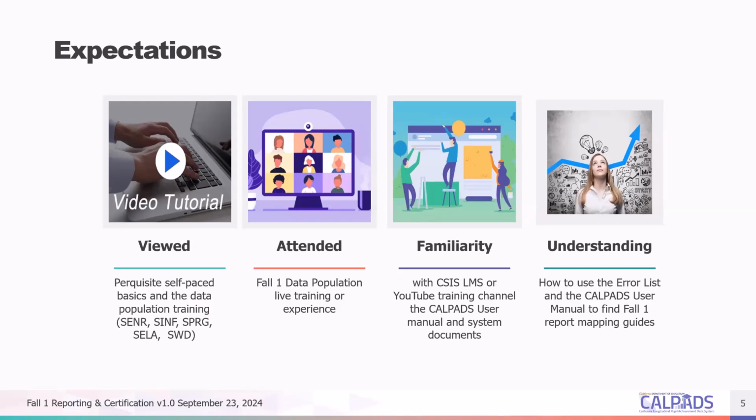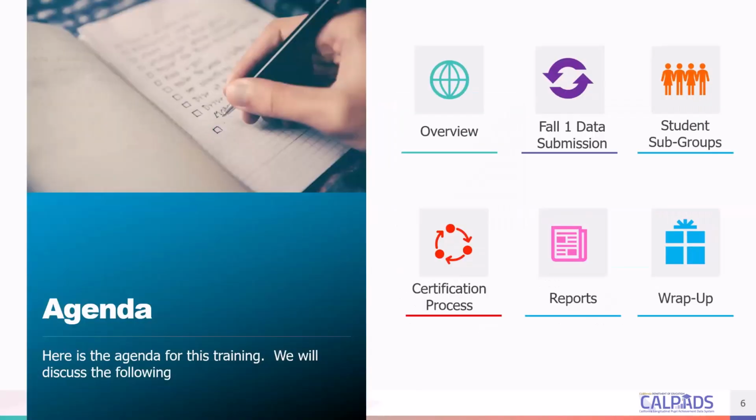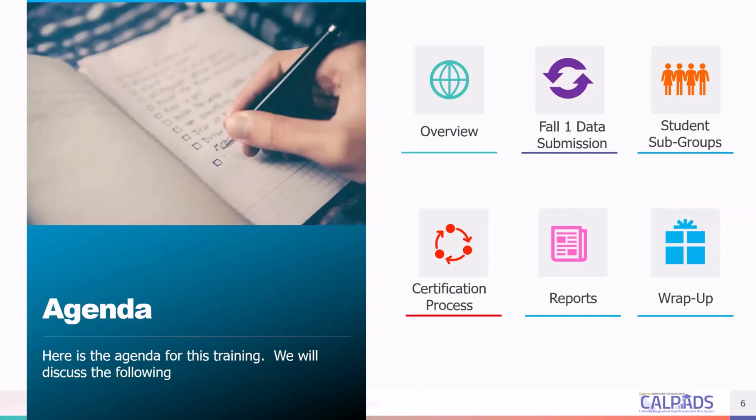We want you to have familiarity with the different tools and resources: the CSIS LMS, the CSIS resource channel, the YouTube training channel, the CalPADS user manual, and other system documentation. You have to be familiar with those. And then you have to understand how to use these resources, not just where they are or what's inside. You have to effectively be able to use the error list to troubleshoot errors, use the user manual to find information, and use the Fall 1 mapping guides to identify who should be included on reports.